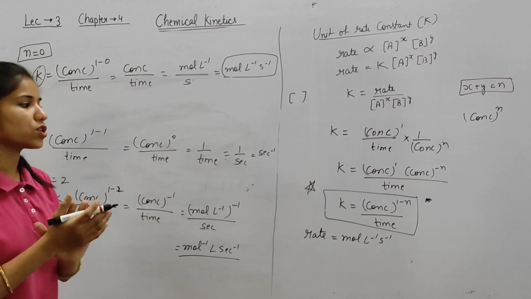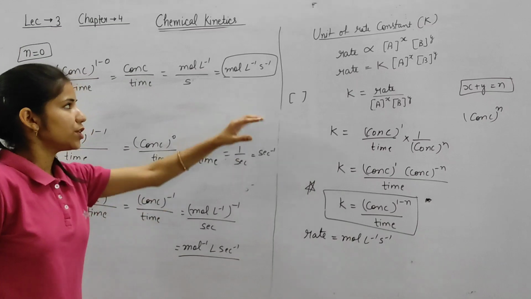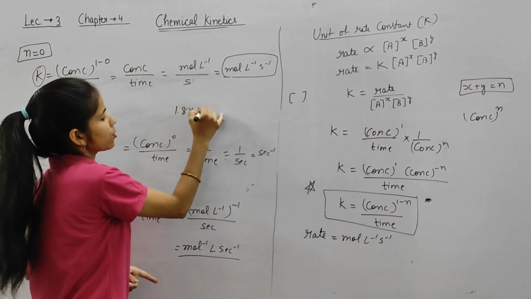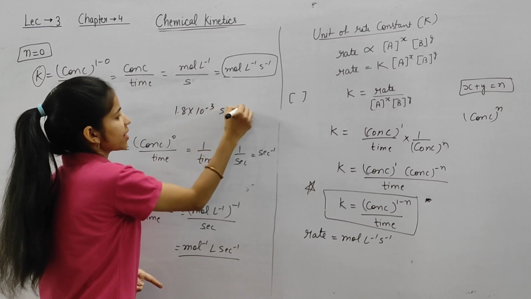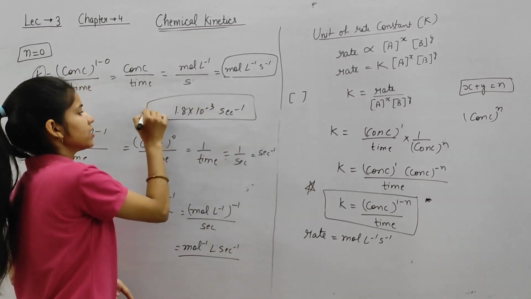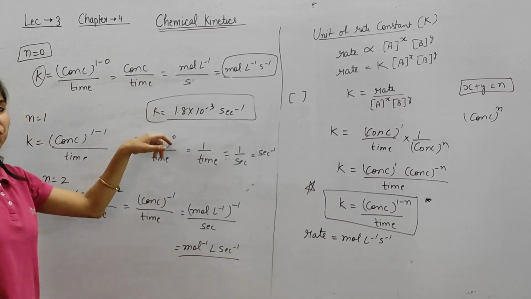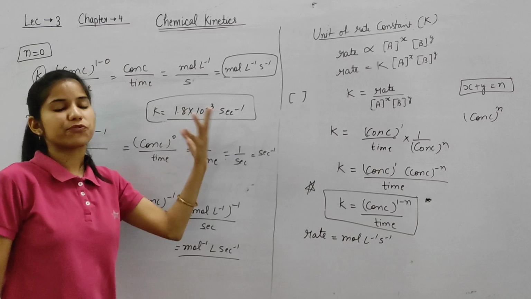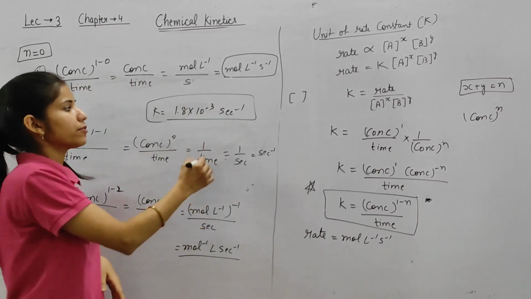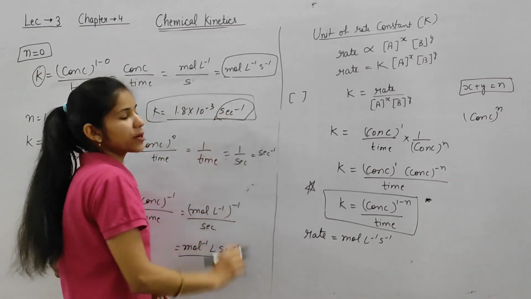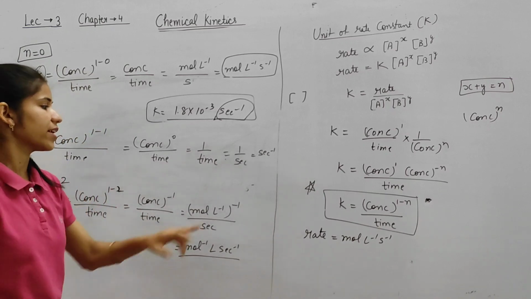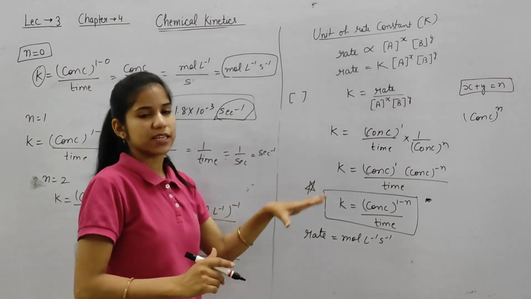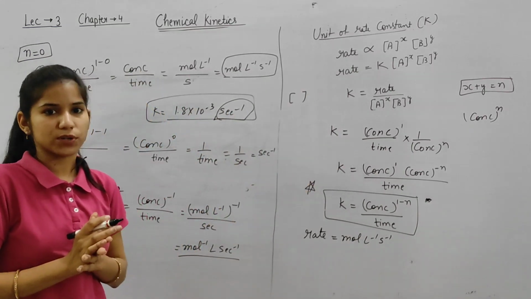Okay, now some questions come like that. The unit is given, like 1.8 into 10 to the power minus 3 per second. This value is given. The rate constant, like the question will come like the rate constant for a given reaction is this. You have to find out the order. So you have to see their unit is given per second. It means that order is 1. Okay. So from this equation you have to find out the order.